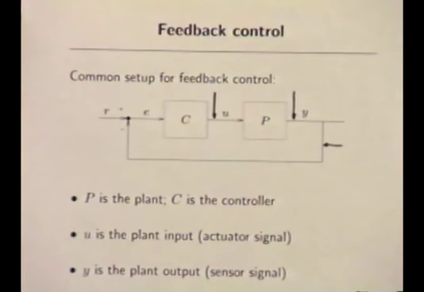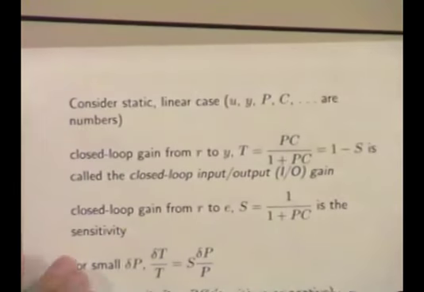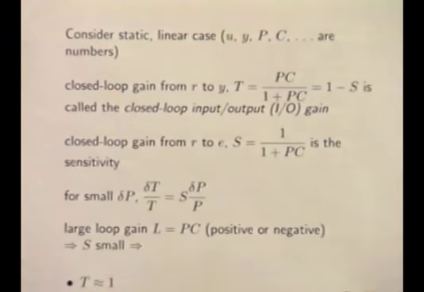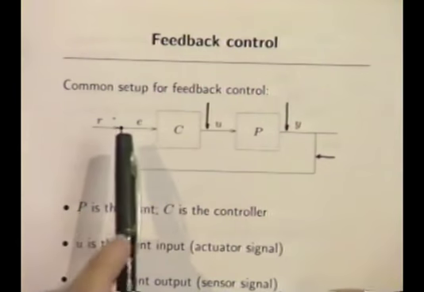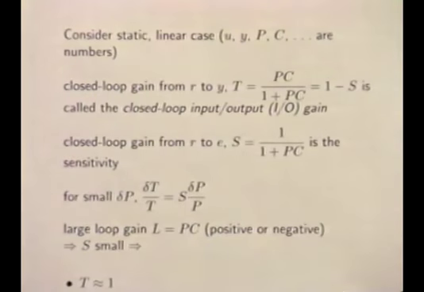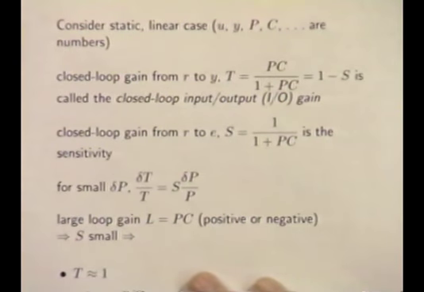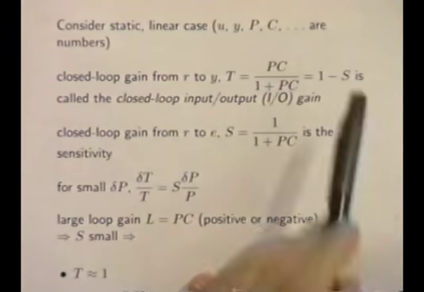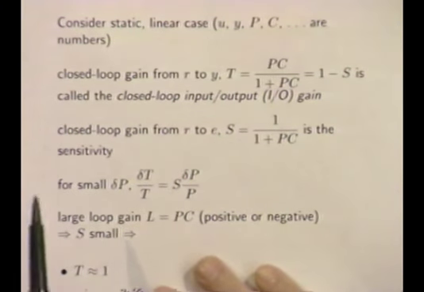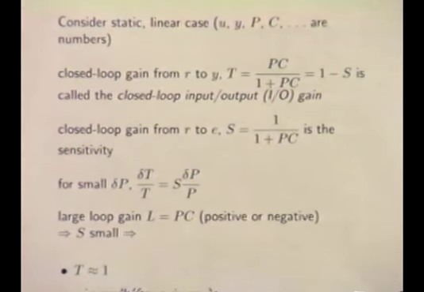So what we'll do is, at first, we'll consider the static and linear case. And that means that all these things are numbers. This is the simplest system, just like we did with feedback in general. It's too boring to even work it out, but you work out, for example, what Y is as a function of R by eliminating E and U. And here's what you find. You find that the closed loop gain from R to Y is PC over 1 plus PC, and you can write that as 1 minus S. Okay? S is 1 over 1 plus PC. Note that it's basically the same as the other one. It's 1 over 1 plus AF. Okay? So again, that's called the sensitivity.